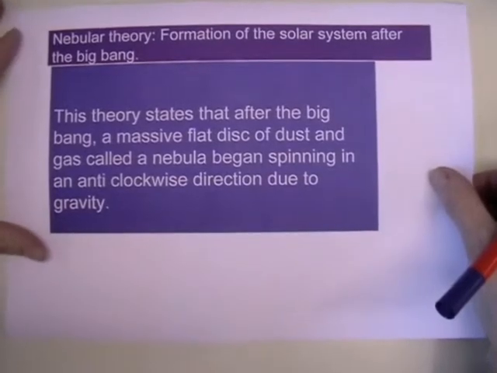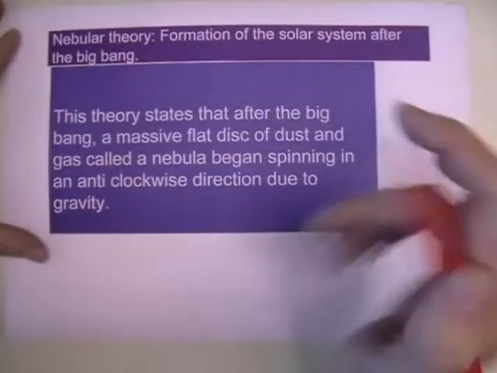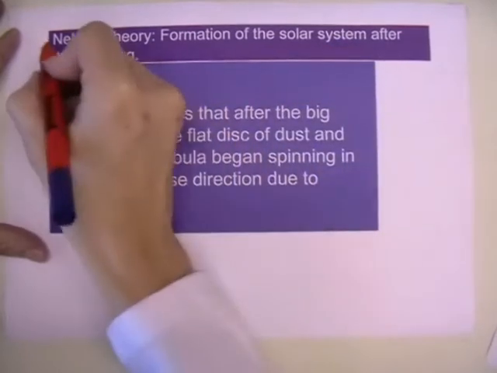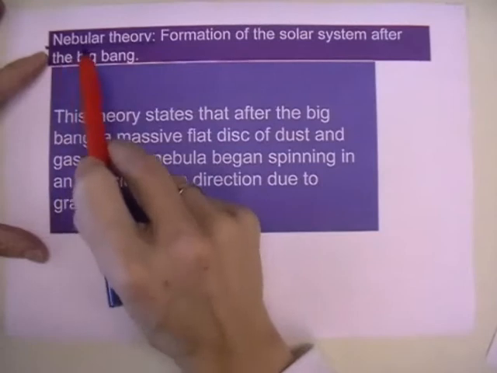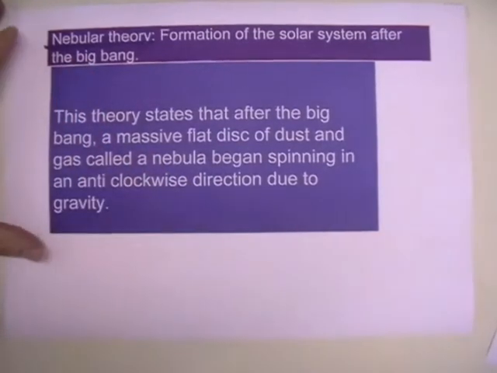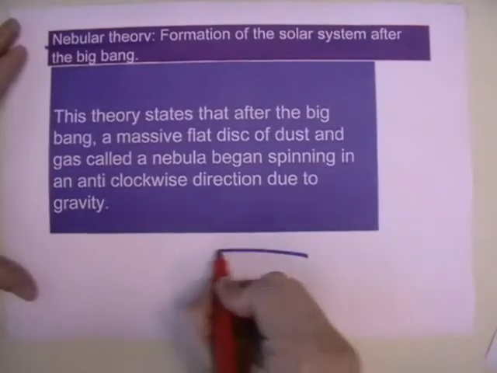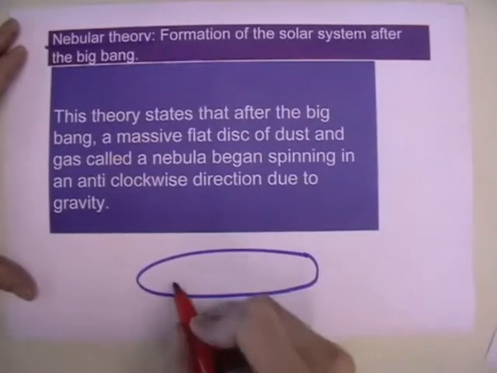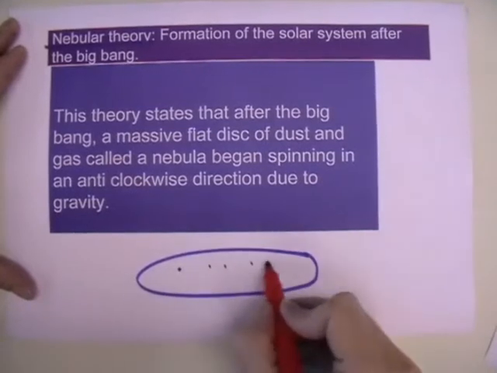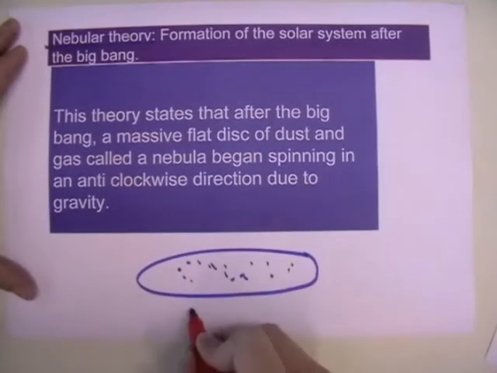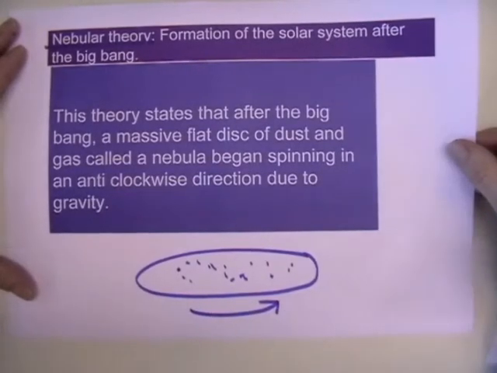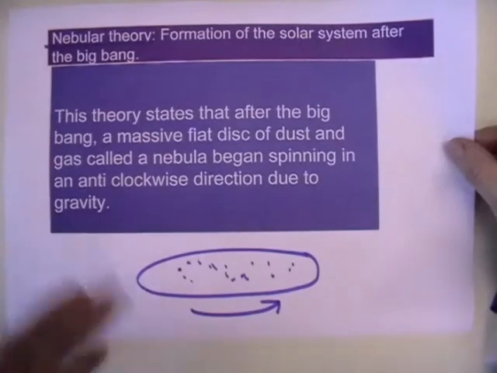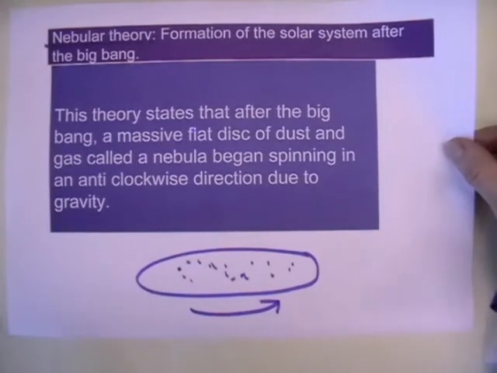So this all is consistent with the Big Bang. And the formation of the solar system theory is called the nebular theory. And you need to know that name. You're often asked that name, the nebular theory. This theory states that after the Big Bang, a massive flat disk of dust and gas and so on, lots of pieces, began spinning in an anti-clockwise direction due to gravity. So it started to spin, and this was just as a result of what happened after the Big Bang.